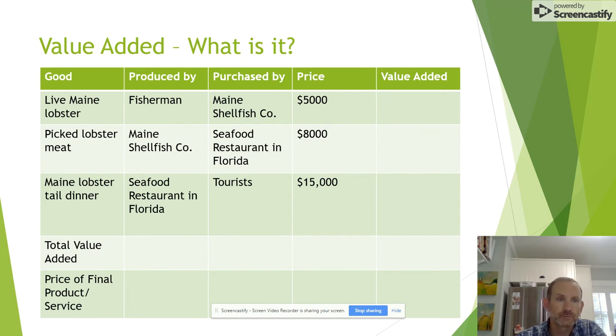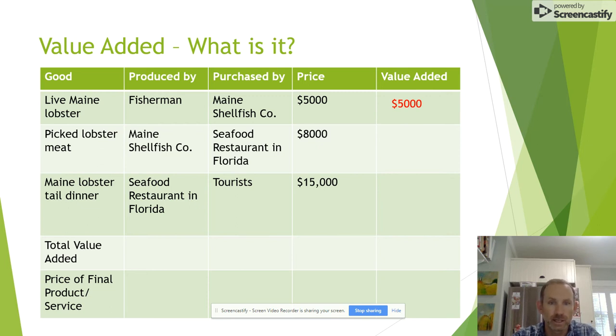If you follow along that first row, assume that a fisherman in Maine catches some live Maine lobster and sells it to Maine Shellfish for $5,000. Now, obviously, in the real world, that fisherman has a lot of expenses, but let's just assume there are no expenses. The fisherman just plucked the lobsters right out of the ocean. So by catching them and selling them to Maine Shellfish, the lobsterman has added $5,000 worth of value into the economy. Now, let's say Maine Shellfish pays some employees to pick the lobster meat.